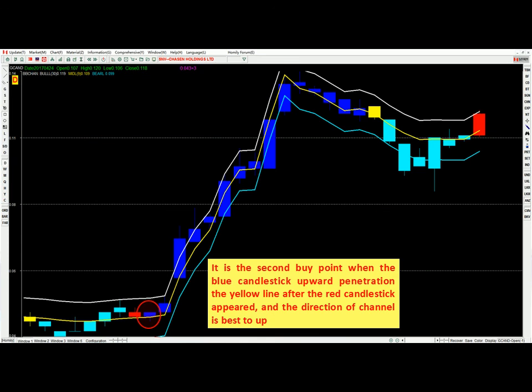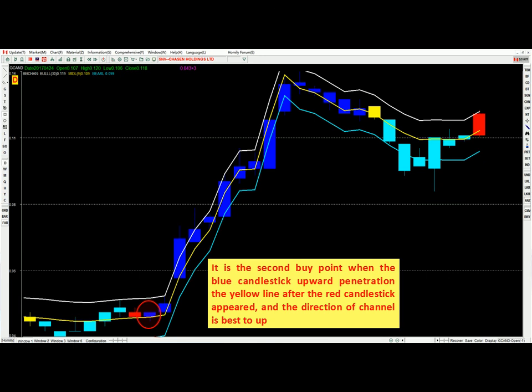The next one, it is the second buy point when the blue candlestick penetrates upward through the yellow line after the red candlestick appeared. Then the direction is up. So here is the first buy point. Here is the second buy point.